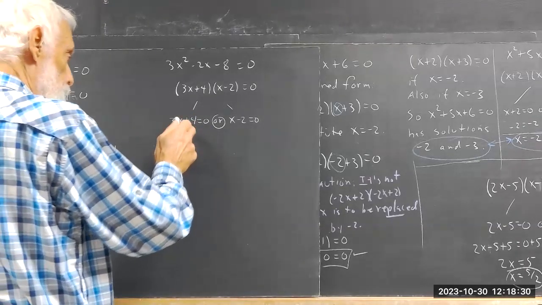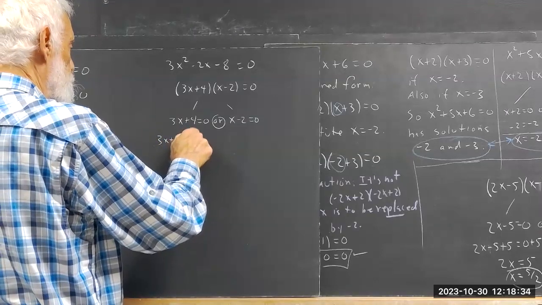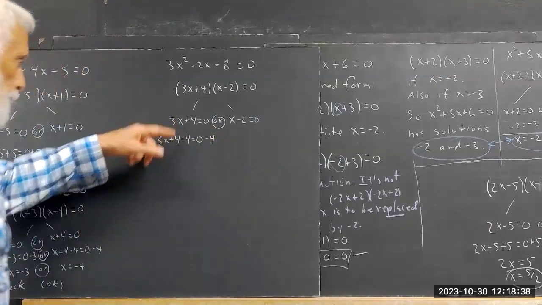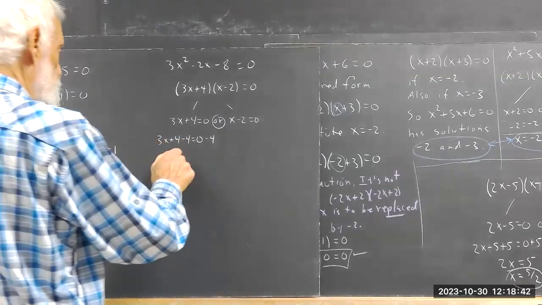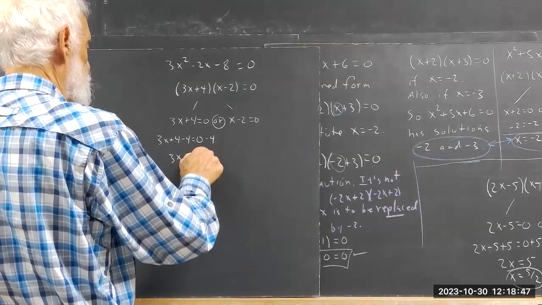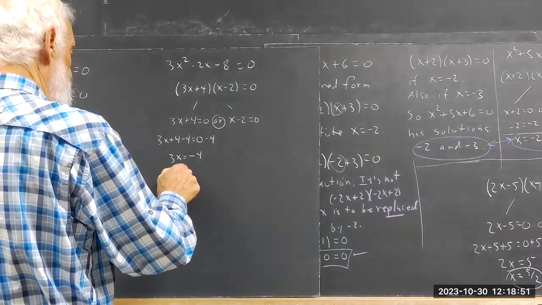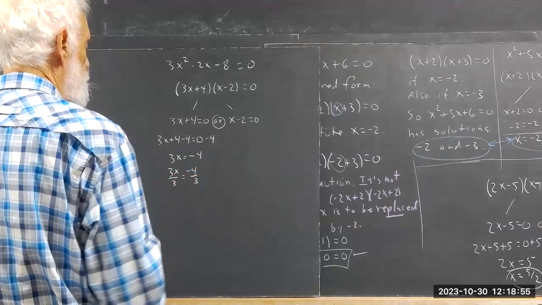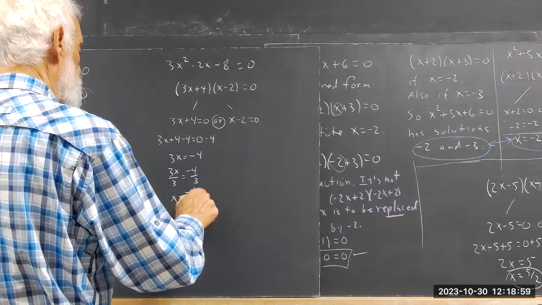Now, the appropriate thing to do here is subtract 4 from both sides. Let's just concentrate on this equation. 4 minus 4 is 0, so now we just have 3x. 0 minus 4 is -4. So now we divide both sides by 3. And we get x equals -4/3.